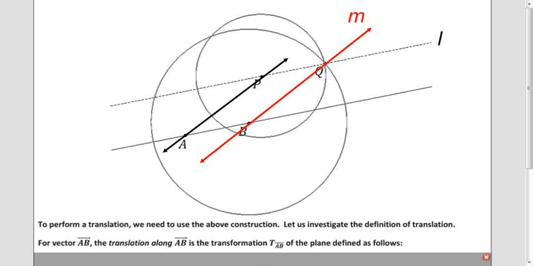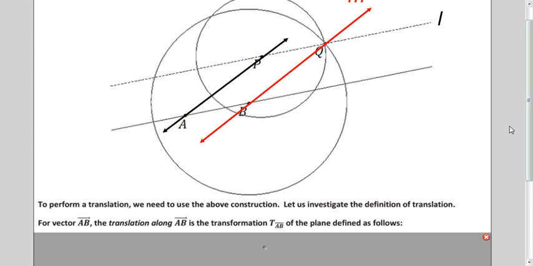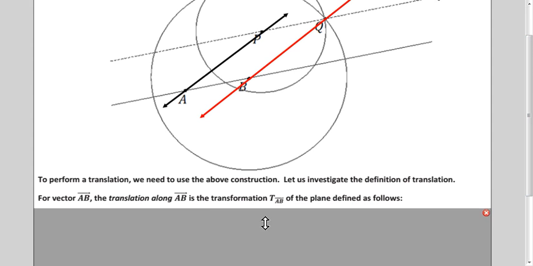So this takes us to our definition of a translation. So translation notation, it's a capital T for the function, and the only parameter is the vector that you're translating along. And so the definition, this diagram is a little bit different than the one we started with, but we're going to use it to describe what's going on.